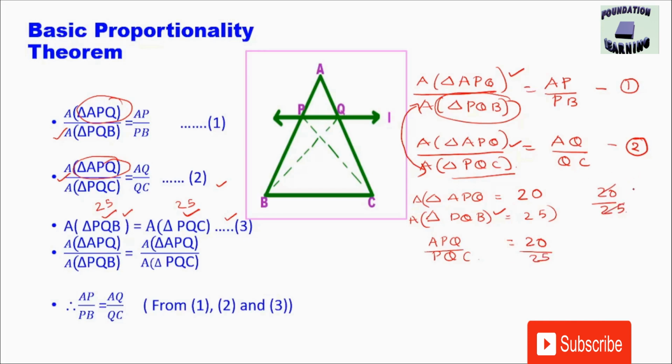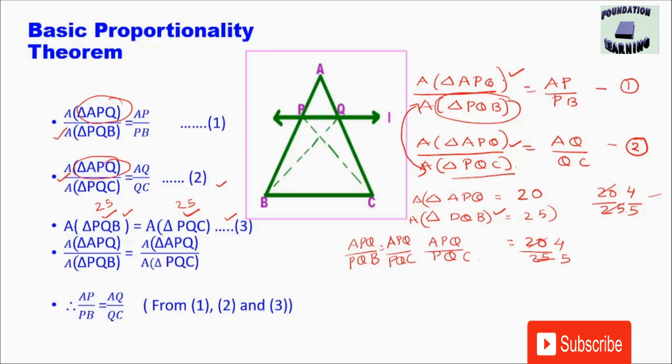Now when you cancel that, what will be the ratio? 5 4s are 20, 5 5s are 25. Same here. 5 4s are 20, 5 5s are 25, so the ratio is the same, that is, left hand side APQ upon PQB is equal to APQ upon PQC, right? Because the numerator and the denominator values are the same. Now we have found that the ratio of each is 4 upon 5.